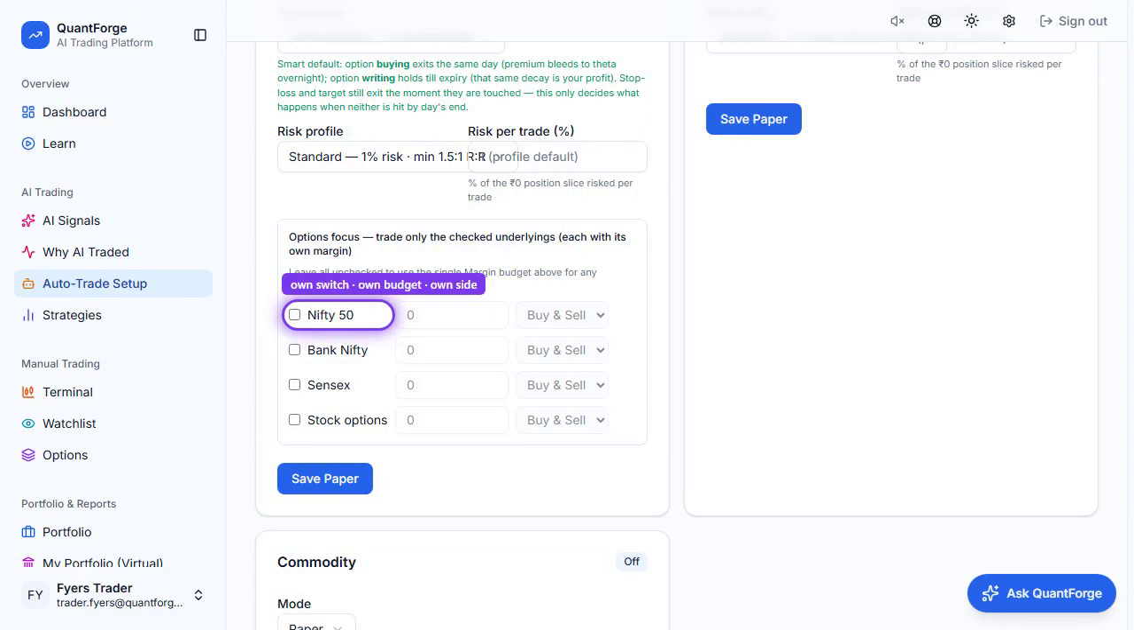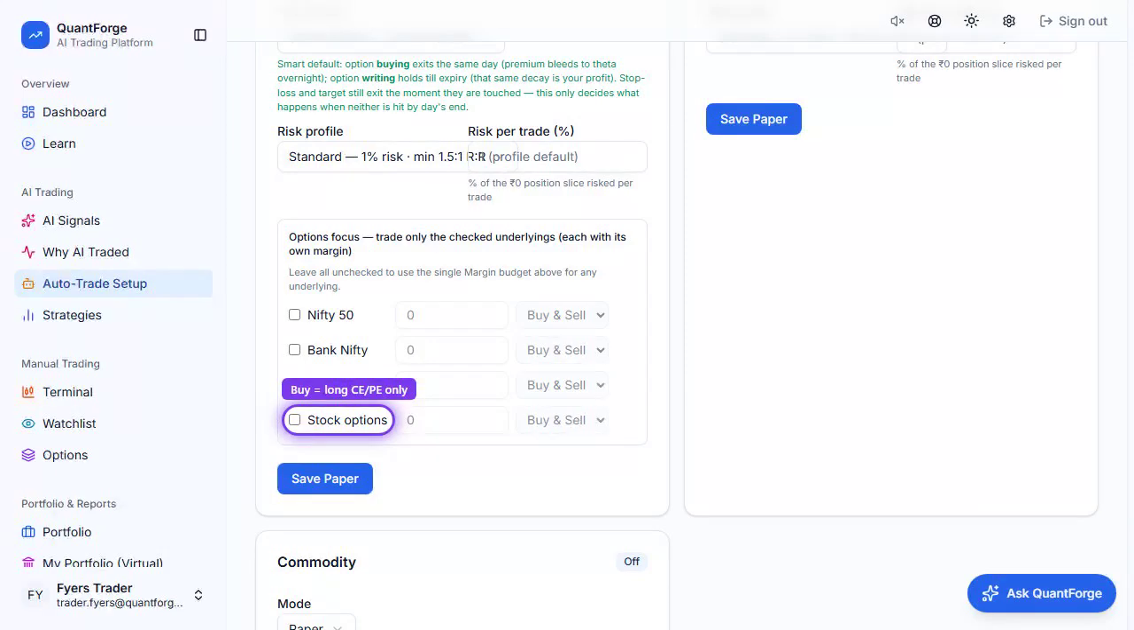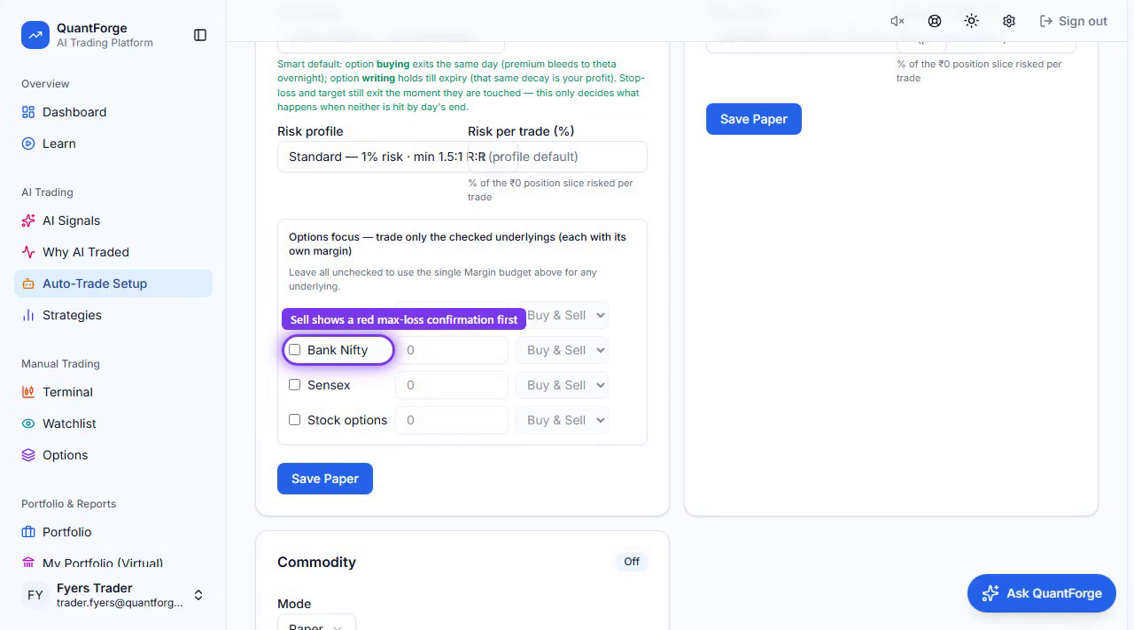Buy means the engine may only buy calls or puts, your loss is capped at the premium you paid. Sell means it may run defined risk selling structures, where you collect a premium and a bought wing caps the damage. Turning selling on shows a red confirmation first, with the real maximum loss in rupees. Option writing is the one place where a beginner can lose far more than they expected, so the platform makes you say yes to that explicitly.